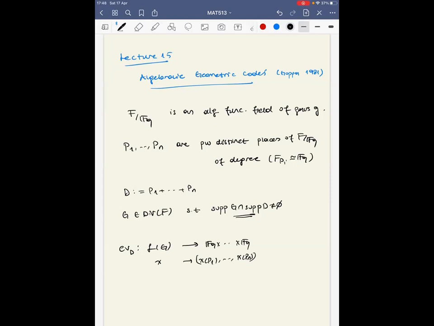So that means when we consider a function and evaluate it at these given distinct places, it has no poles at these P_i's. So the images cannot be infinity. So these evaluations are not infinity. So this definition makes sense. And as you may guess, the image of this evaluation map will be defined as an algebraic geometric code.